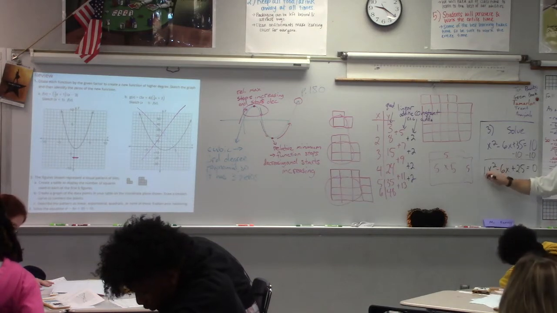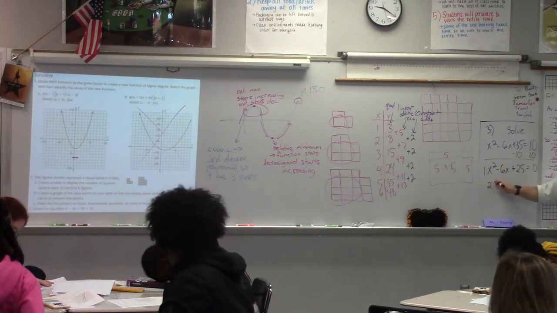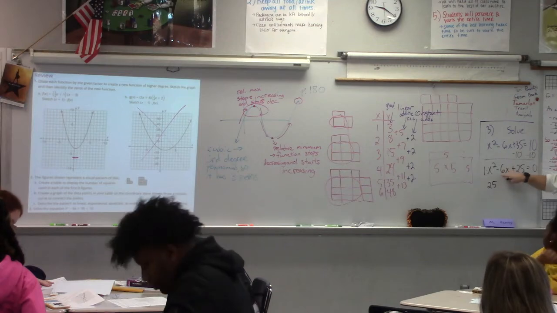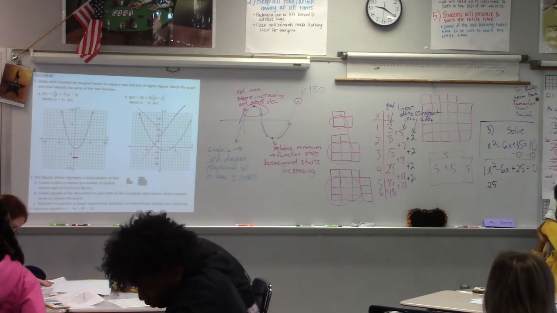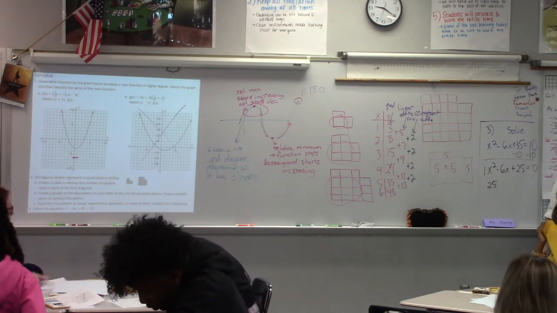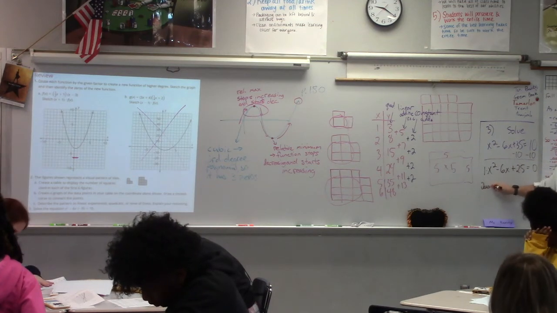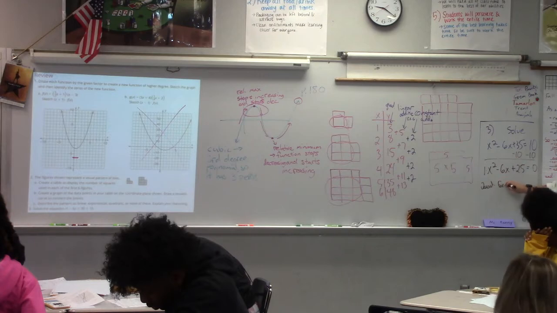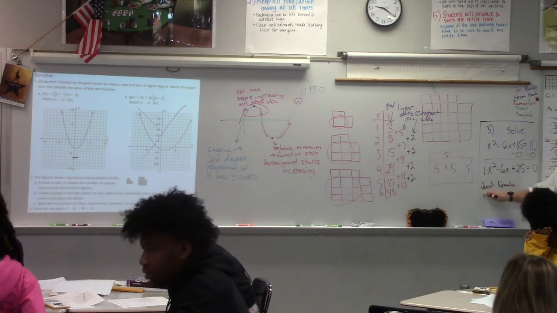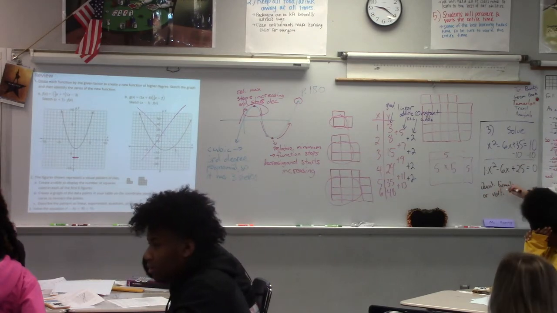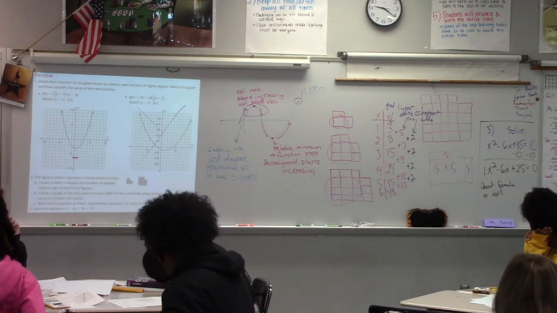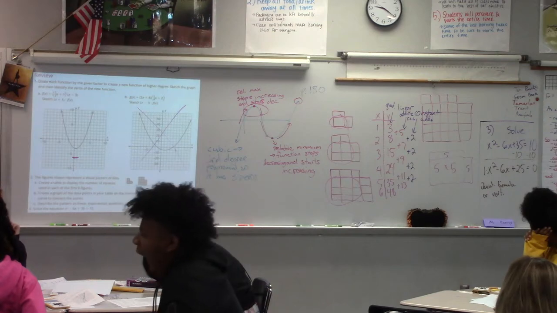If I use the AC method, 1 times 25 is 25. Are there any factors of 25 that add up to -6? No. So can I factor it? 5 times 5, that's not it. So you're going to either have to use the quadratic formula or convert to vertex form. I will make a note, you should get imaginary roots. That's the one note I'll give you from there.